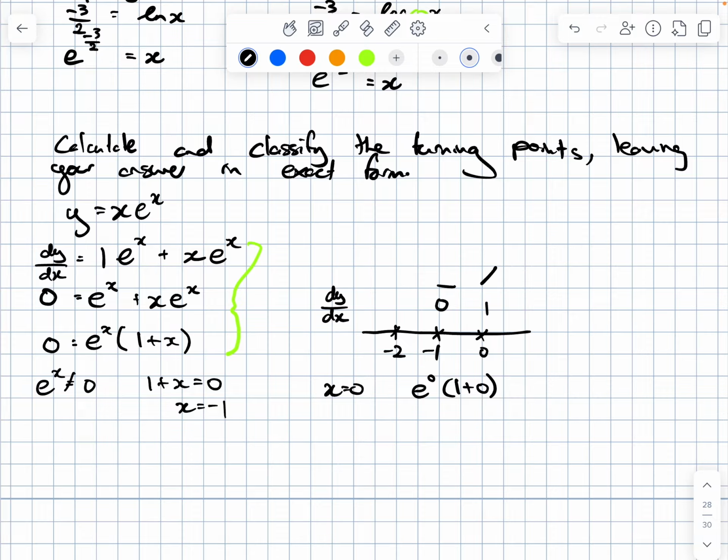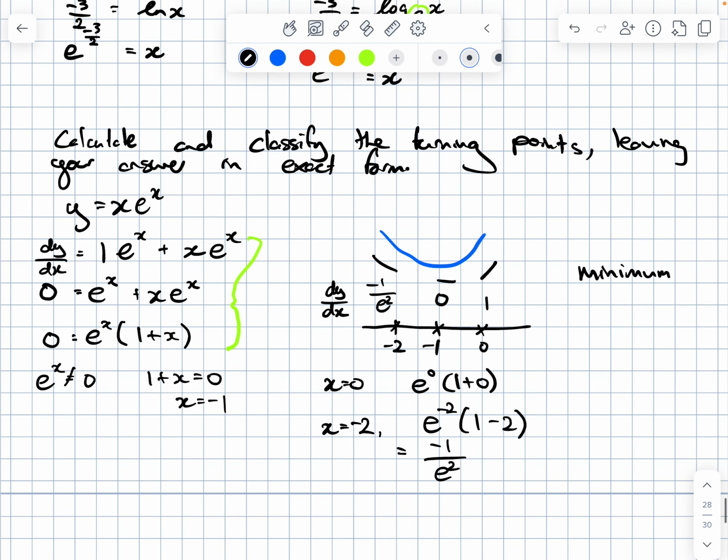That's flat at x equals -1. At x equals -2, we have e to the power of -2 times 1 minus 2, which is -1 over e to the power 2, which is a negative gradient. So that looks like this here, which is a minimum. So we know that this turning point is a minimum.